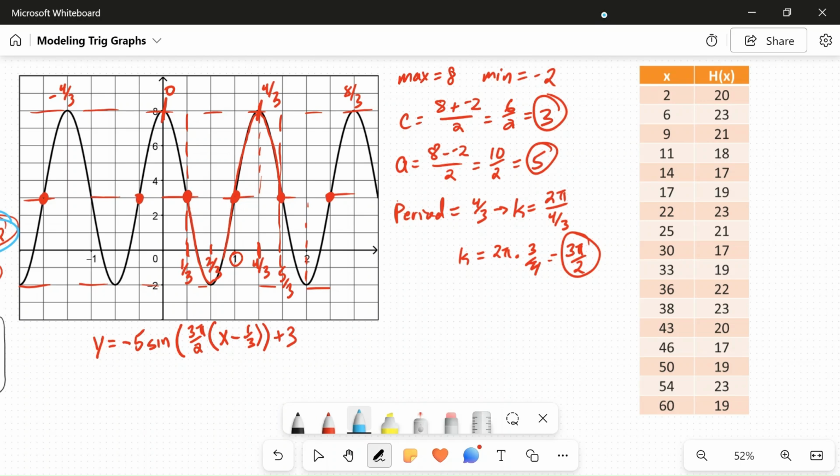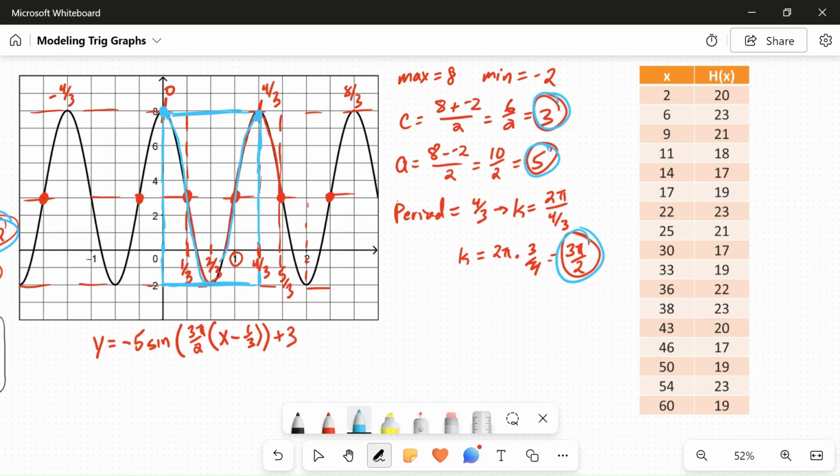Again, for cosine, remember the a, the c, and the k value all stay the same. Cosine just starts at the maximum. So the maximum is actually on the y-axis, which is nice. And so here's my cosine graph, going to be from 0 to 4/3. Okay, so it's going to start up here, go down, and come back up to the top.